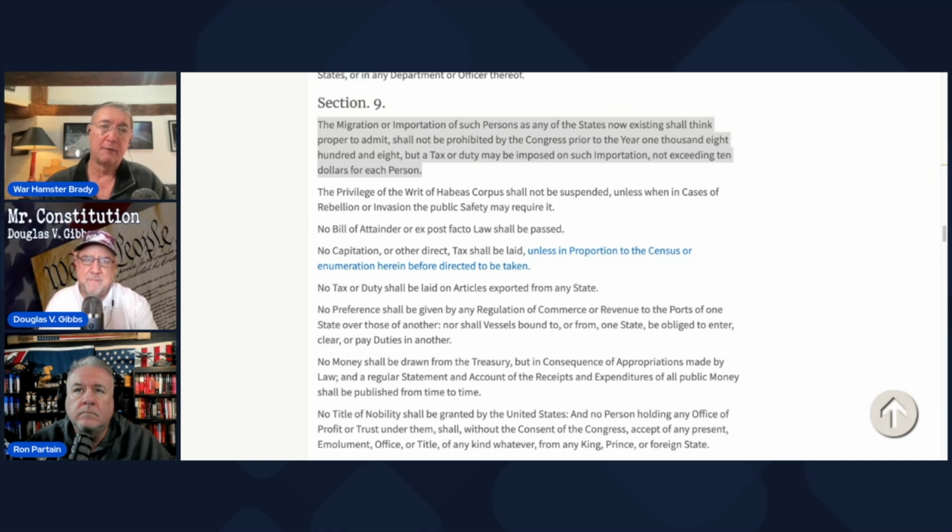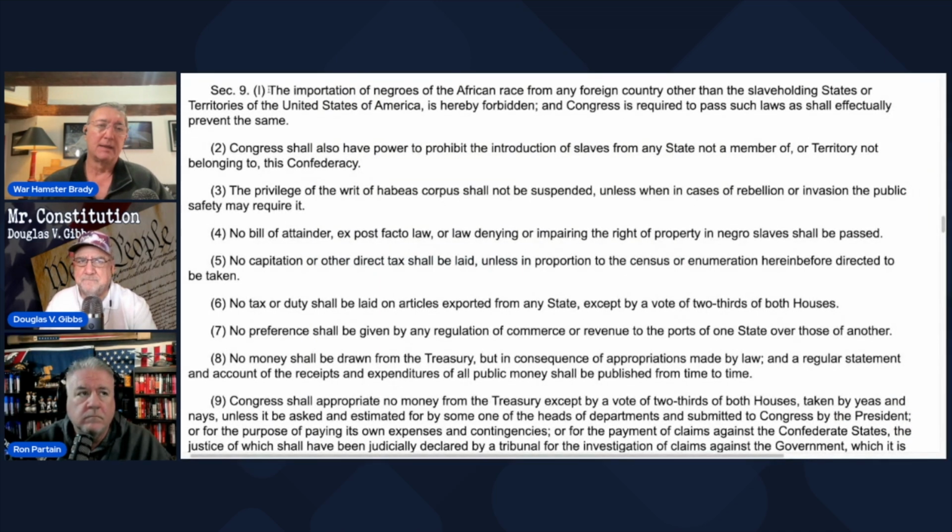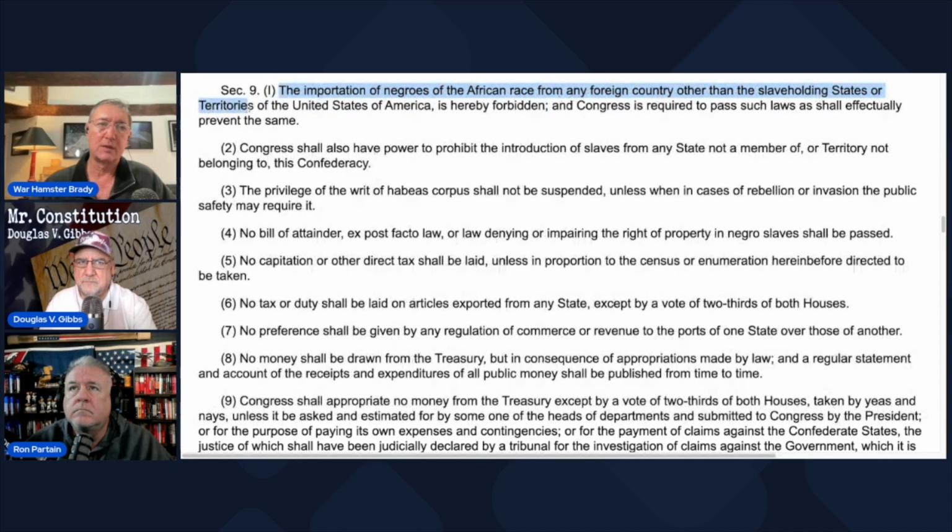Okay, so now I'm going to switch over to the Confederate Constitution, dealing with the same subject. It says, the importation of Negroes of the African race from any foreign country other than the slaveholding states or territories of the United States of America, that's important, is hereby forbidden, and Congress is required to pass such laws as shall effectually prevent the same. So once again, not allowing the Atlantic slave trade. The language changes from such persons to Negroes of the African race.